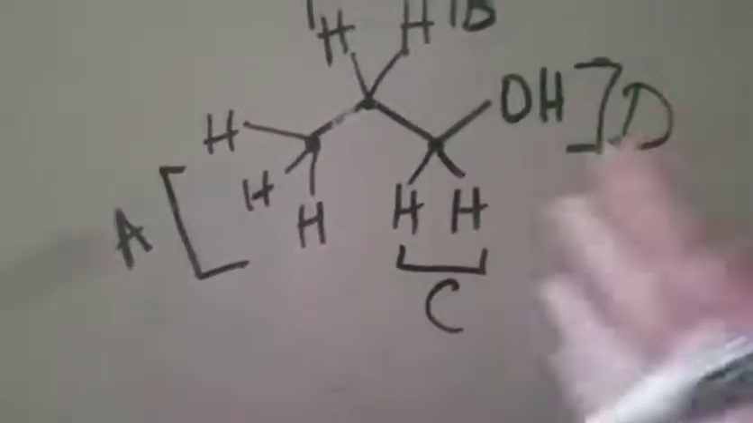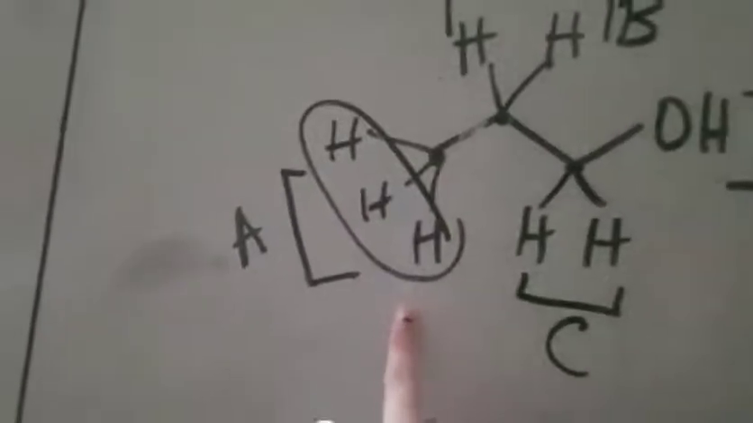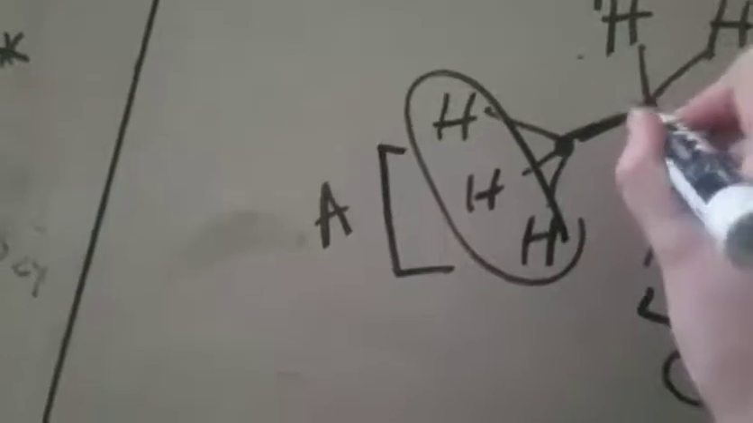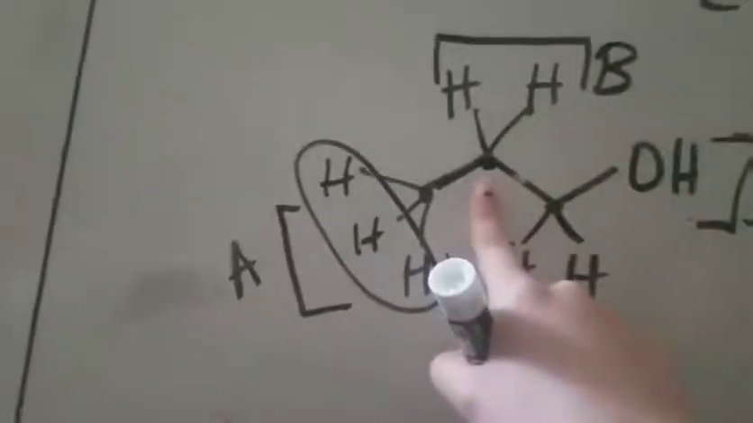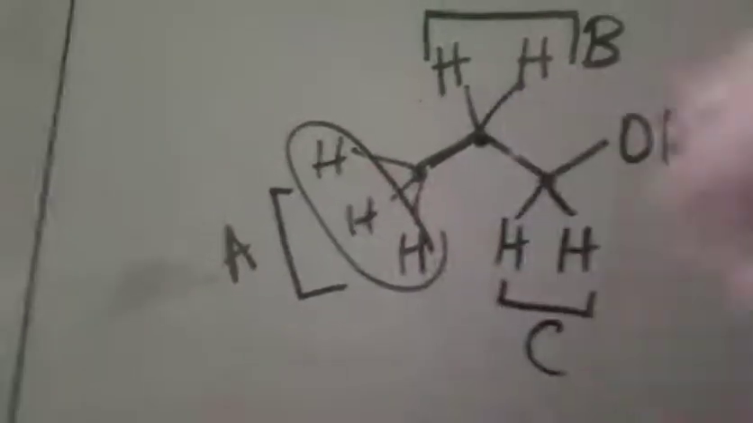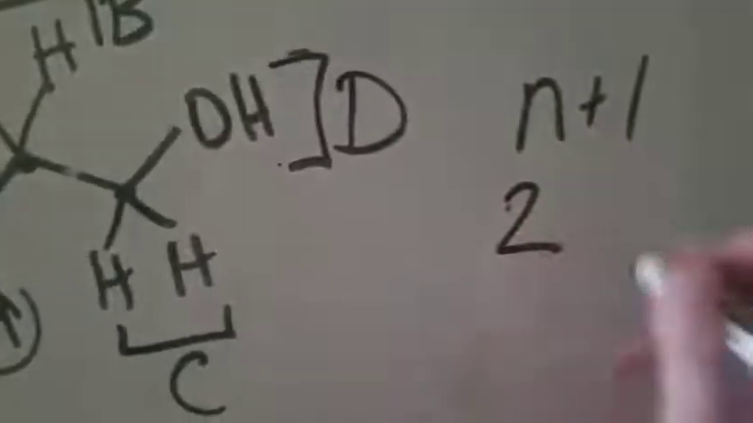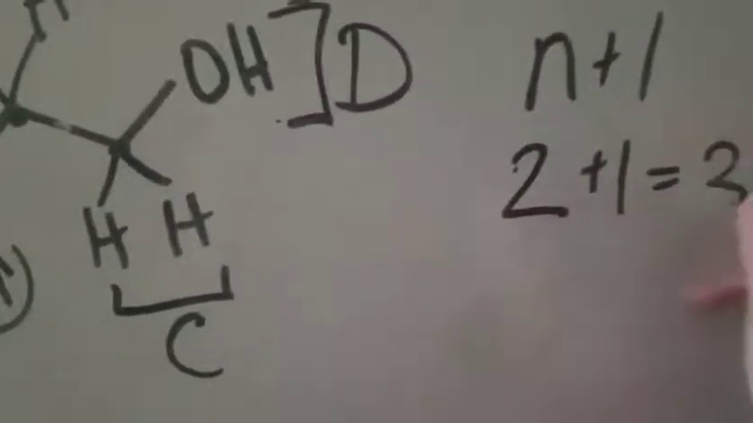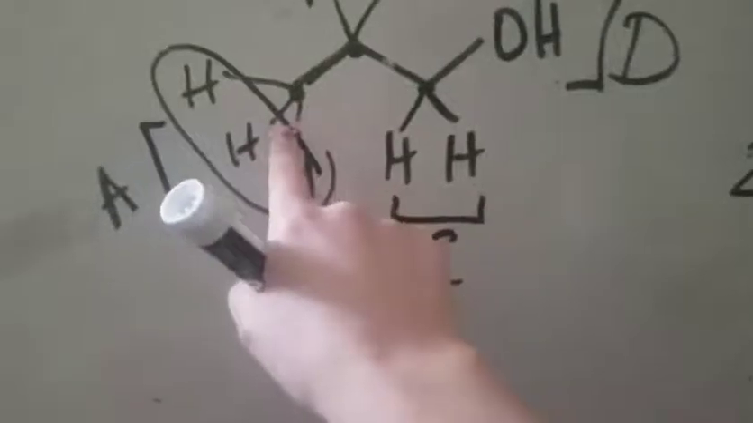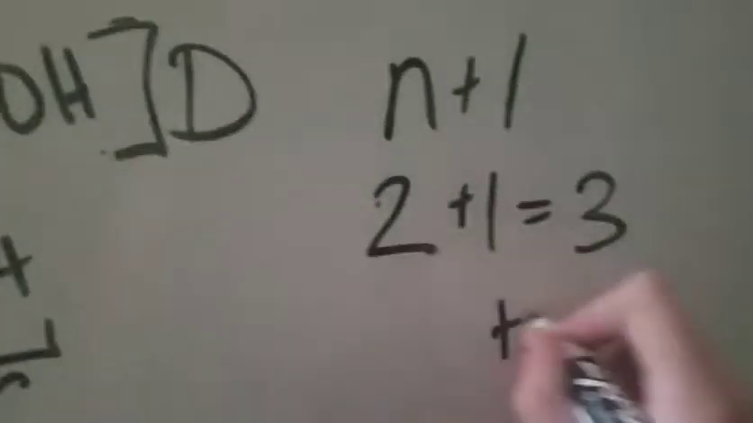Okay, so n+1 rule. So let's just start with A. I don't know where it's going to be, but I know I'm just going to start with it. So these 3 are going to give off a signal, and I have to figure out what is attached to it, what's going to cause it to split. So right now, it's attached to a carbon, a CH2 carbon. So how many protons is the neighbor? 2, right? Because I have 2 protons. It's not attached to anything else, right? So I'm going to put a 2 here, and then plus 1 equals 3. So that means for this signal, I'm going to see a triplet.